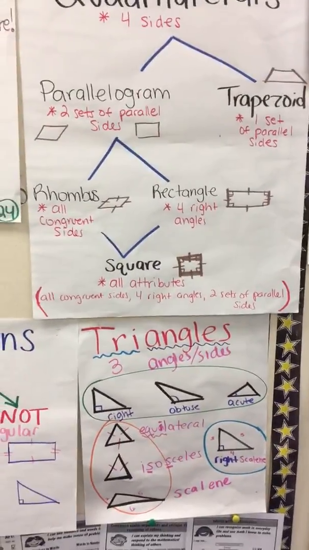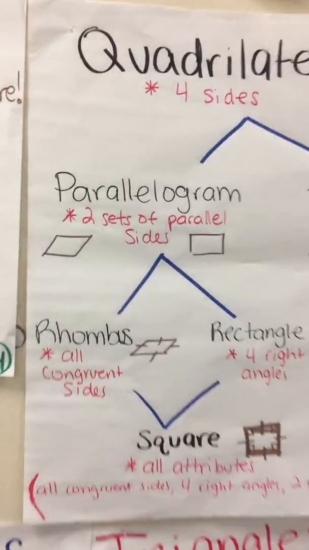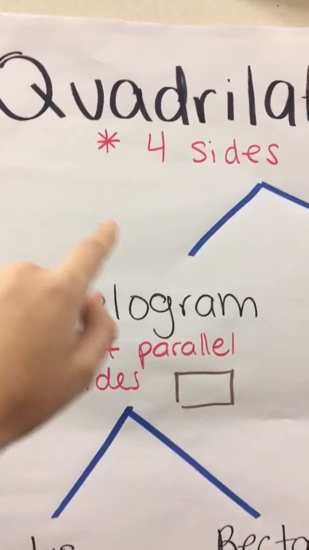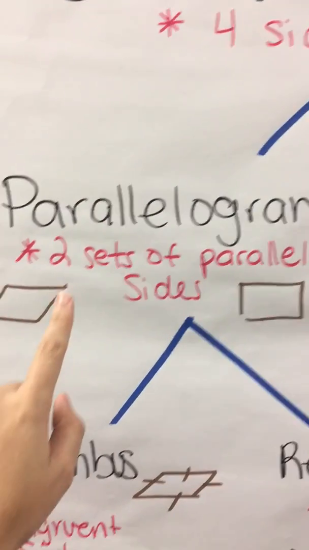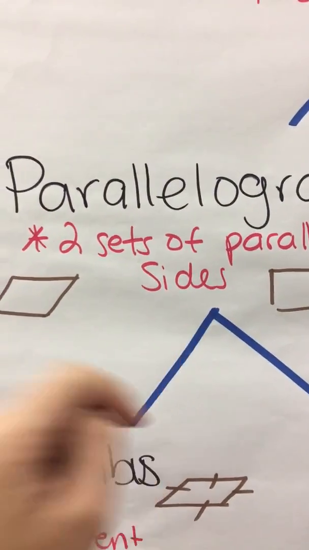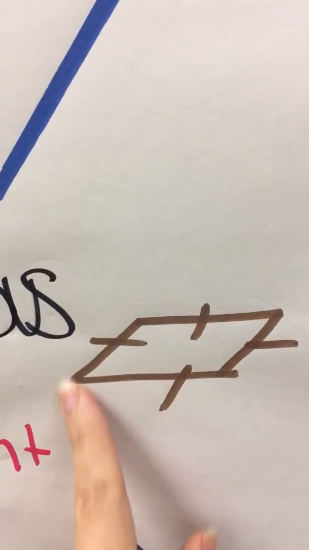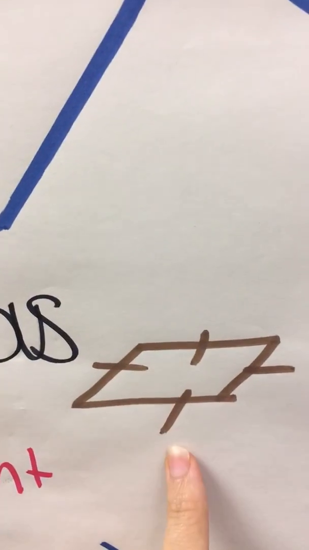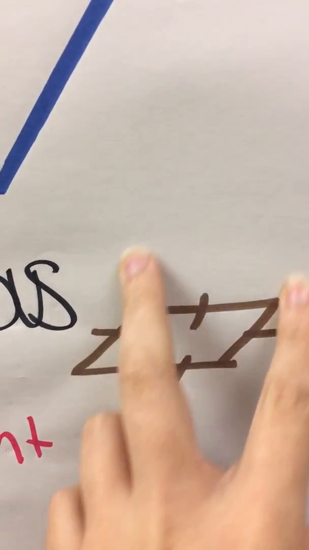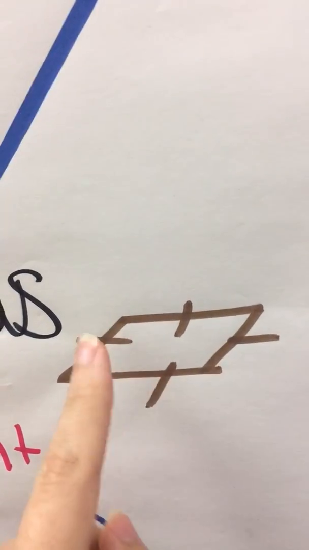Okay, that's how you classify and identify shapes, by their attributes, such as a parallelogram is a quadrilateral because it has 4 sides, and a parallelogram is a parallelogram because it has 2 sets of parallel sides. So for example, this shape right here, okay, this is a rhombus because it has all equal sides. This is a parallelogram because it has 2 sets of parallel sides. This is a quadrilateral because it has 4 sides.